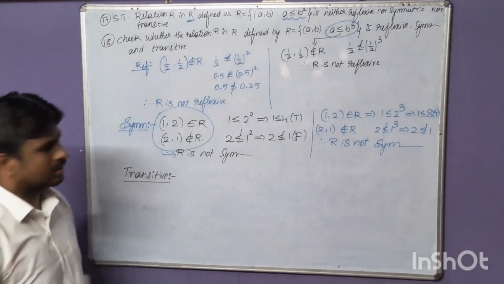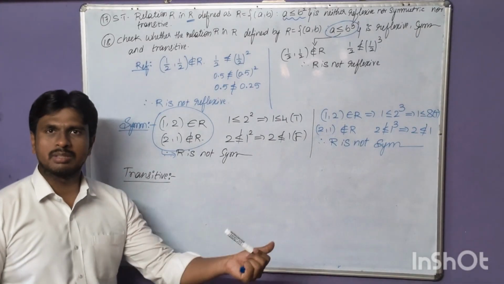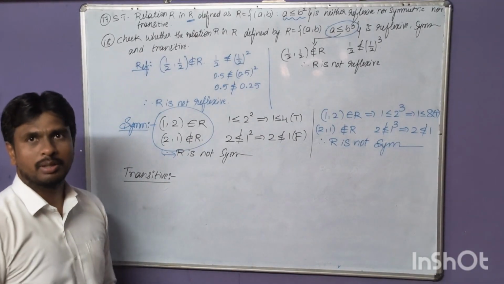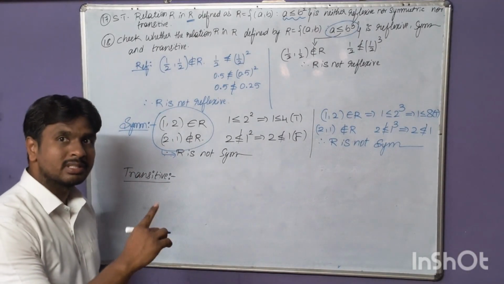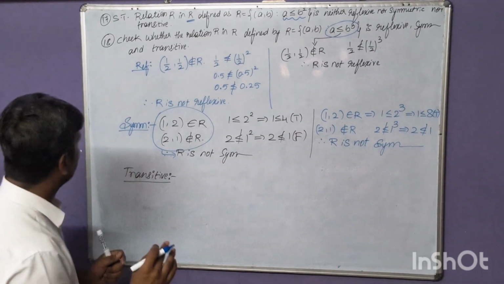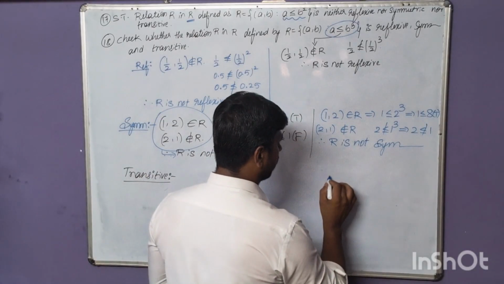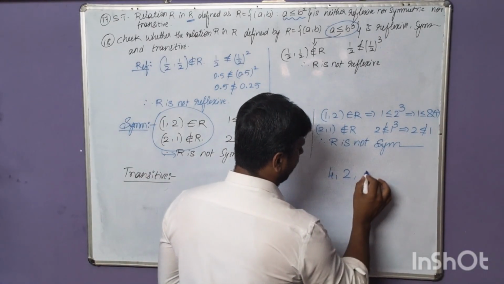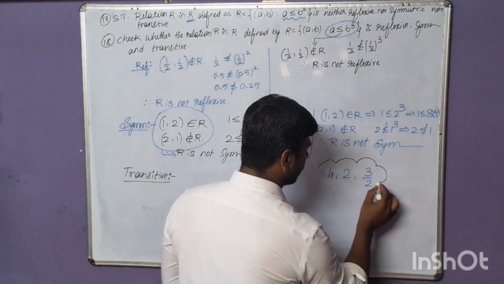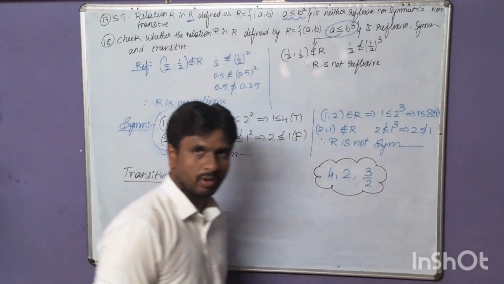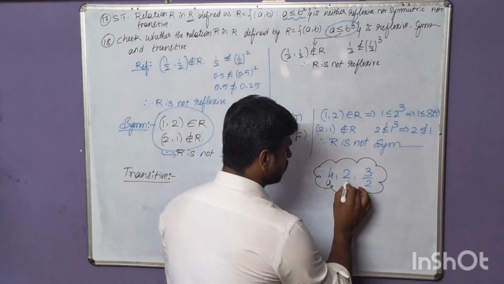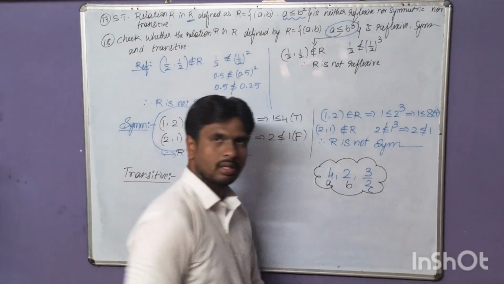When do we say that the given relation is transitive? If (A, B) and (B, C) belong to R, then (A, C) should belong to R. That means we should take two ordered pairs in the form of (A, B) and (B, C), and we need to prove that (A, C) does not belong to R. Then only we can say that the given relation is not transitive. So here I am giving one simple ordered pair. Remember this: 4, 2 and 3 by 2. Take these three elements. These three elements are in decreasing order. 3 by 2 is nothing but 1.5. These are the values of A, B and C respectively.